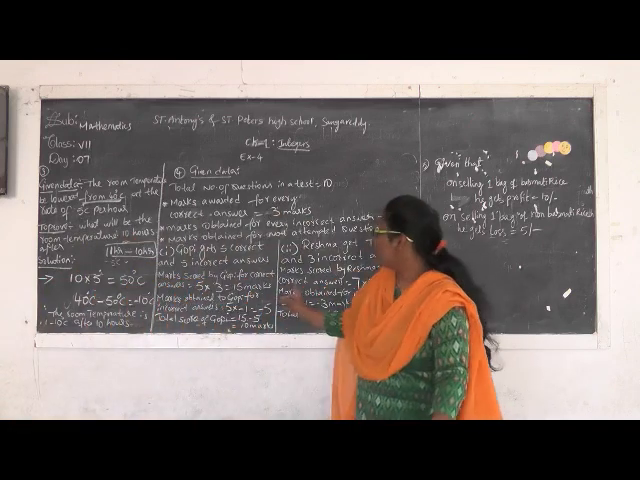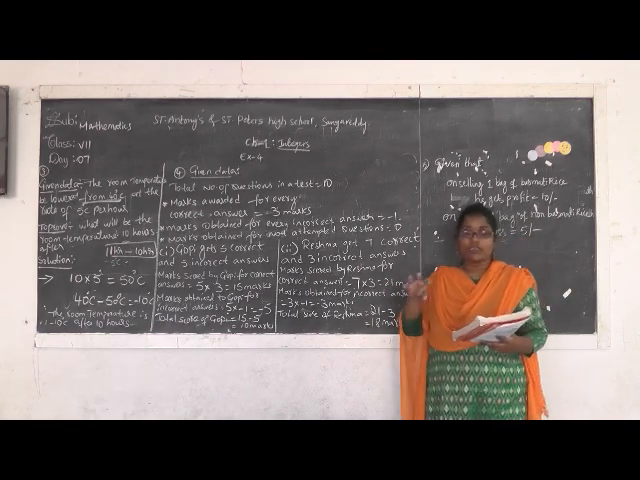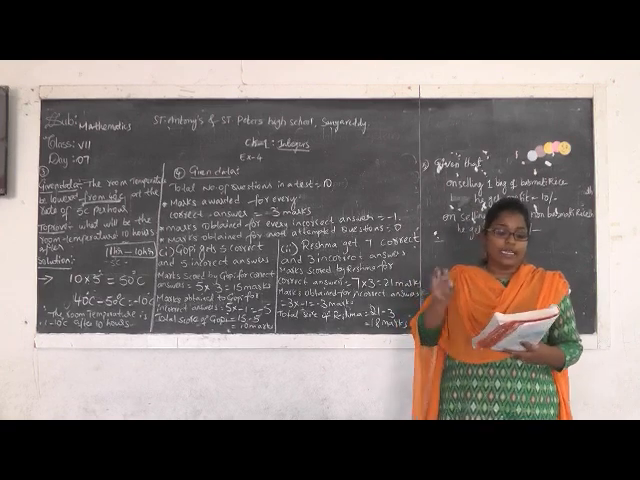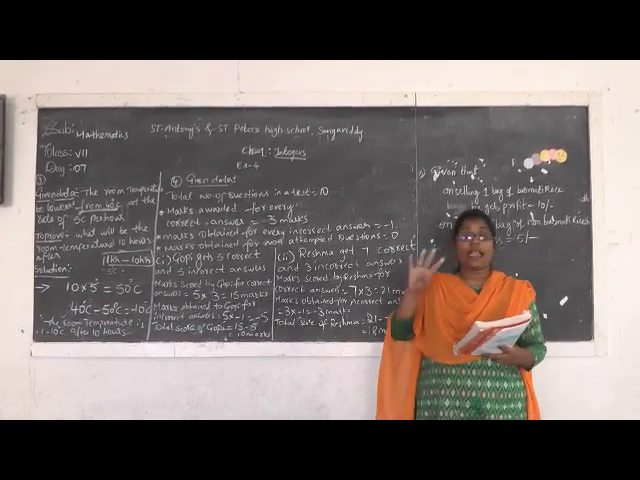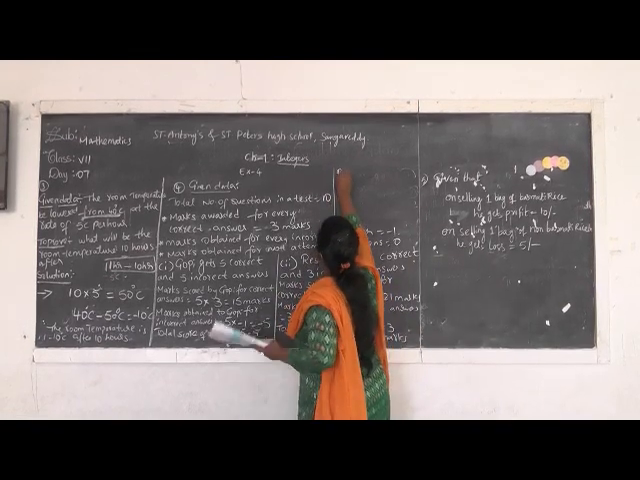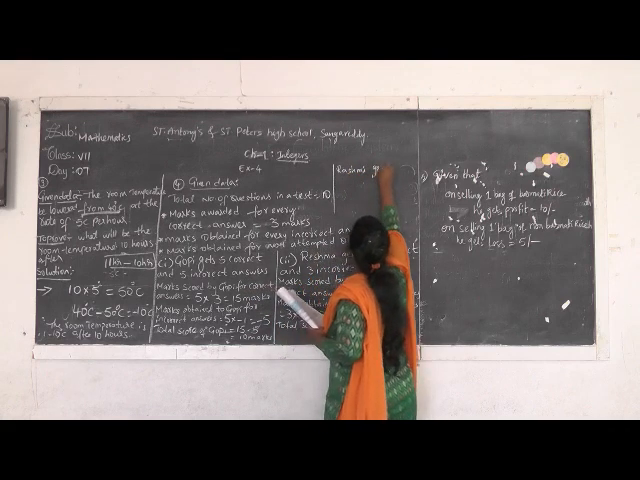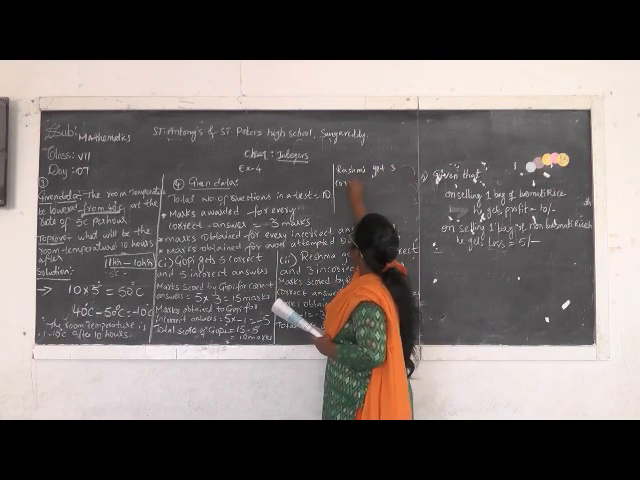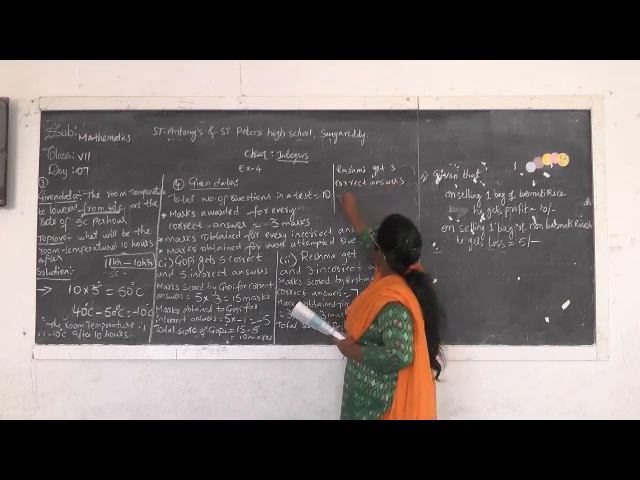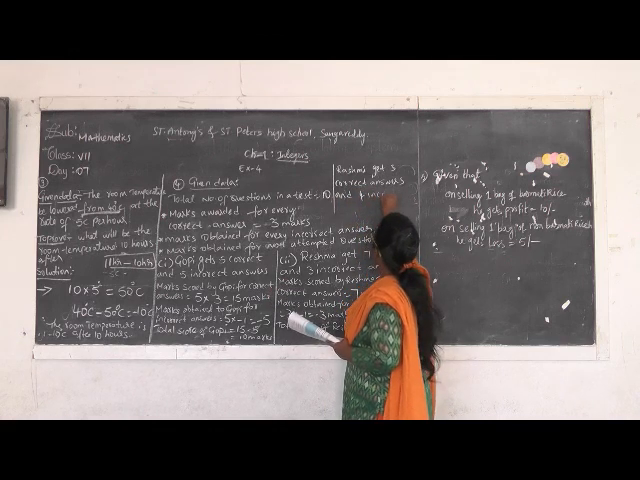Now, one more question is there in the same concept, so you have to solve that. Just read out the question. You have to solve it in your book. Rashmi gets 3 correct answers and 4 incorrect answers. I was just writing it here. Please go through it and solve it.